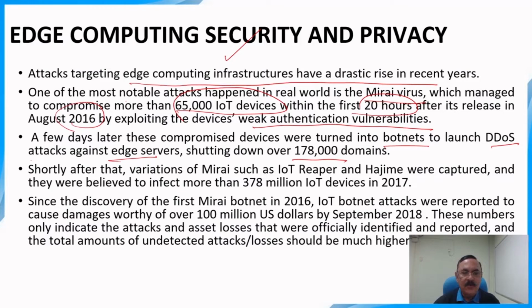Shortly after that, variations of Mirai such as IoT Reaper and Hajime were captured, and they were believed to infect more than 378 million IoT devices in 2016. Since the discovery of the first Mirai botnet in 2016, IoT botnet attacks were reported to cost damages worth 100 million US dollars by September 2018. These numbers only indicate the attacks and asset losses that were officially identified and reported. The total amount of undetected attacks and losses should be much higher.